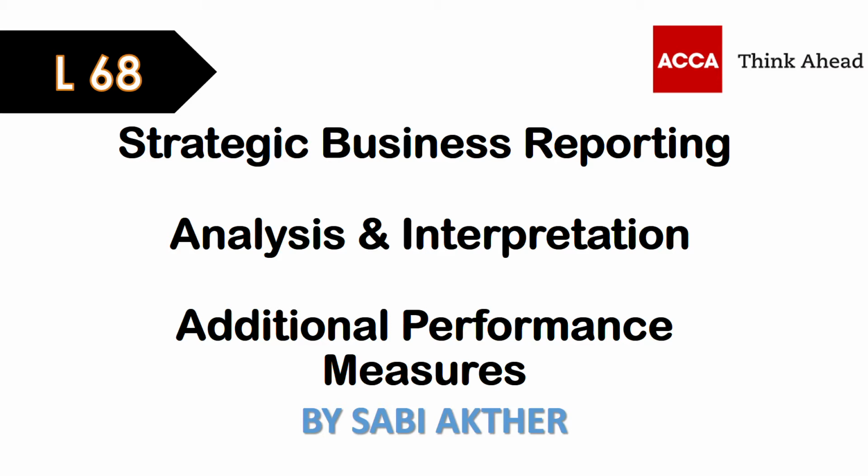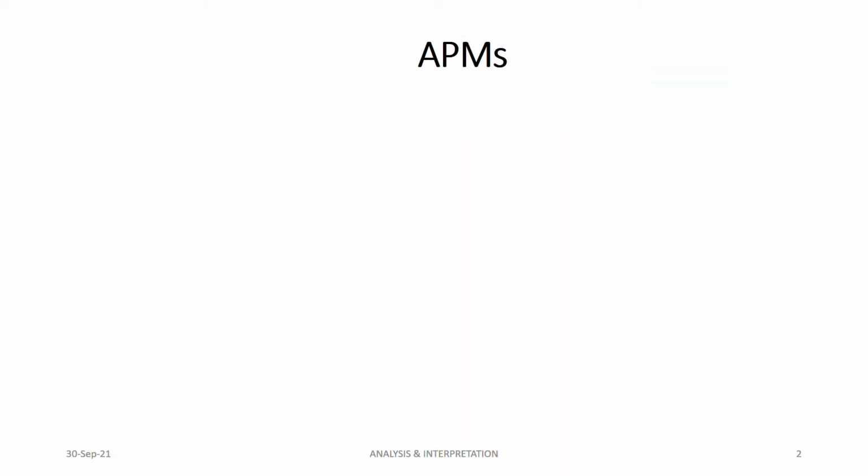Welcome to today's lecture, which is lecture 68, additional performance measures, which again comes under analysis and interpretation. So let's start. APMs. What are some examples of APMs? A type of additional performance measure. These are some measures which are additional to your IFRS standard.